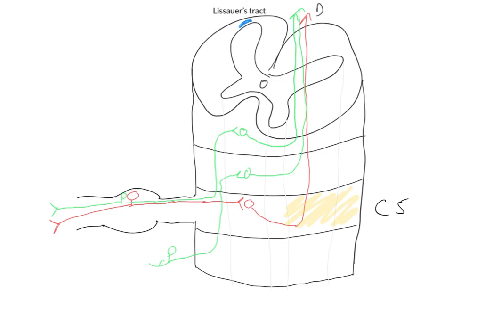So to recap once more, Lissauer's tract enables the axons of some of our first order sensory neurons to ascend 2 or 3 spinal cord segments before synapsing upon their corresponding second order neuron. The knock-on effect of that is that we may be able to bypass hemisections of the spinal cord, meaning that the sensory level for spinothalamic modalities is lower than the sensory level for dorsal column modalities in a spinal cord hemisection, aka Brown-Séquard syndrome.